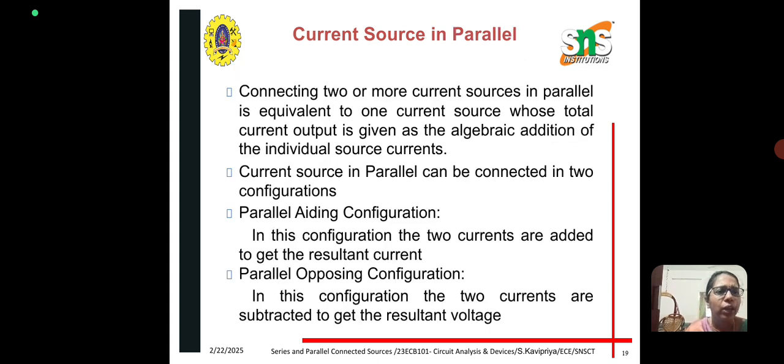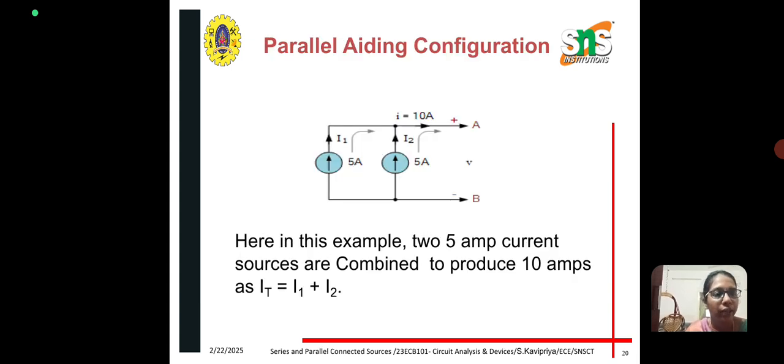And next, connecting two or more current sources in parallel is equivalent to one current source whose total output current is given as an algebraic addition of the individual source currents. Current sources in parallel can be connected in two ways. The first one is the parallel aiding configuration and the second one is the parallel opposing configuration. In parallel aiding, two currents are added to get the resultant current, whereas in parallel opposing, two currents are subtracted to get the resultant current.